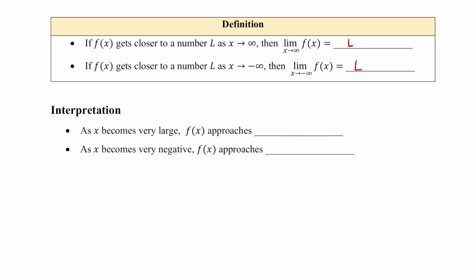Let's translate that into plain language. As x becomes very large, the function f of x gets closer to L. And as x becomes very negative, the function f of x also gets closer to L. So basically, we're looking at the long-term behavior of the function.